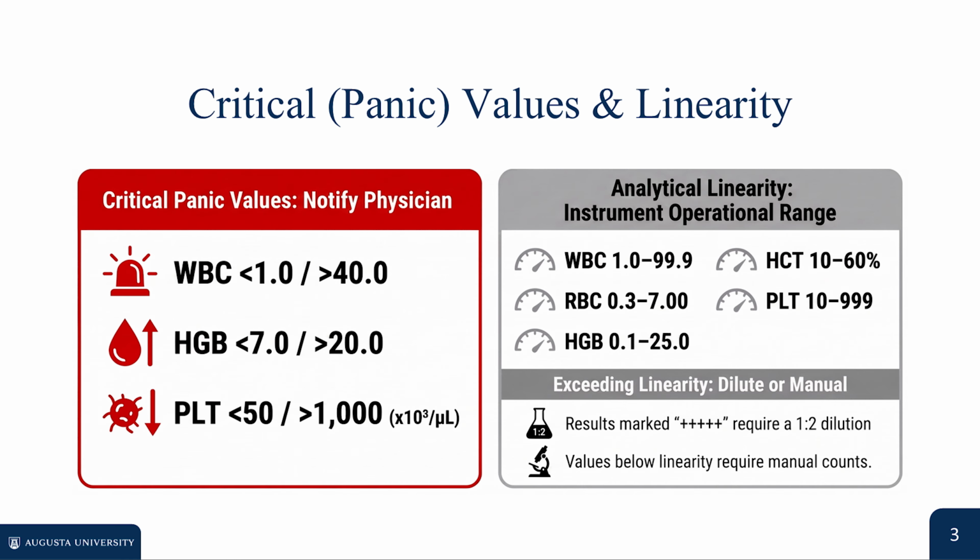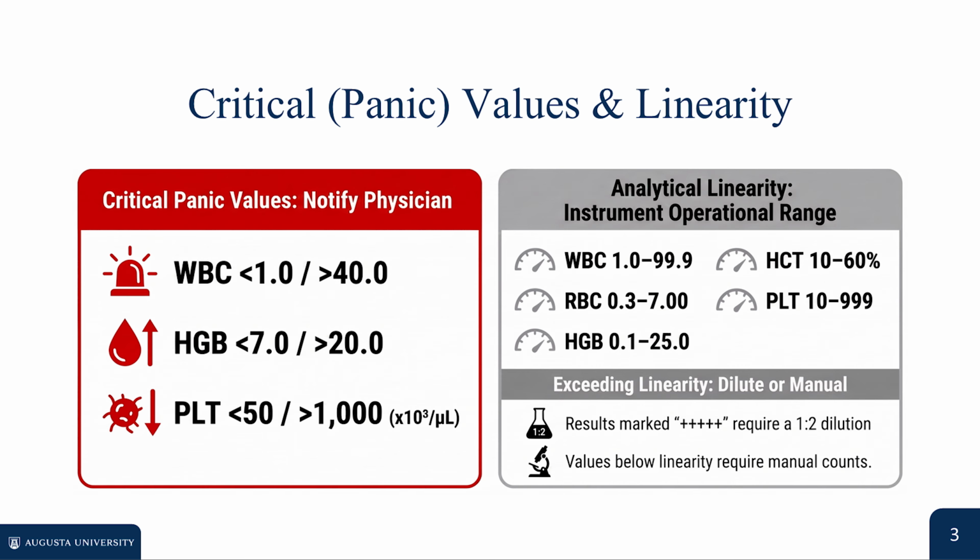When automated parameters breach predefined critical limits, known as panic values, immediate physician notification is mandatory due to imminent clinical risk. A critical low WBC count below 1.0 times 10 to the third per microliter warns of severe neutropenia and high risk of life-threatening infection, while a critical high WBC above 40.0 times 10 to the third per microliter flags a potential leukemic crisis or severe leukemoid reaction.